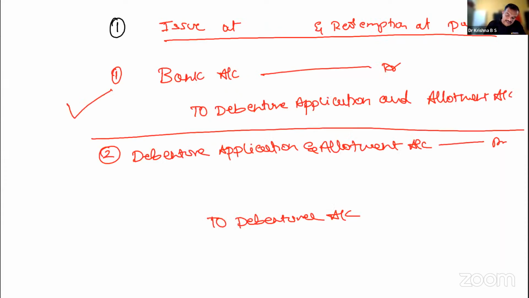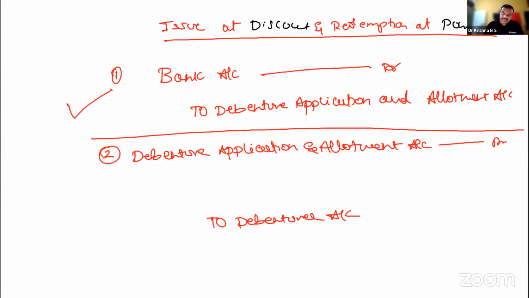I will just erase this. I will write the second case. Case number 2 is issued at discount, redemption at par. So I'm changing the color of the pen because you can see which is common and which is the entry that you are supposed to write. The first entry, what I said you, bank account debited to debenture application allotment account remains same.